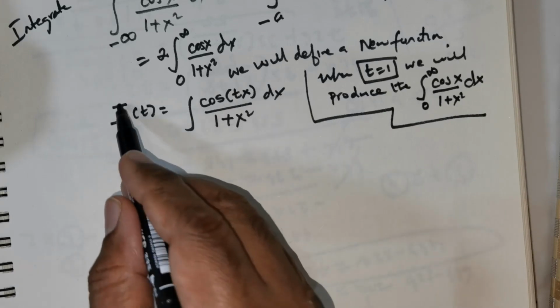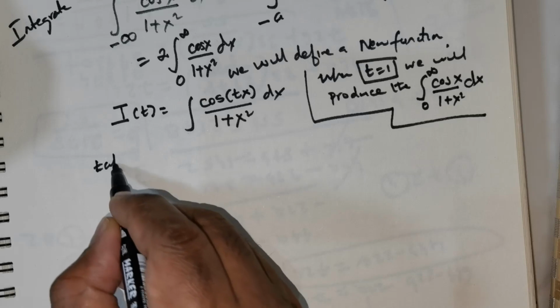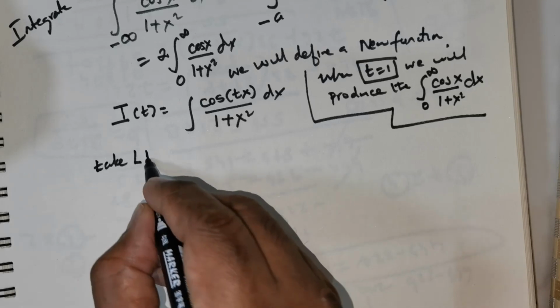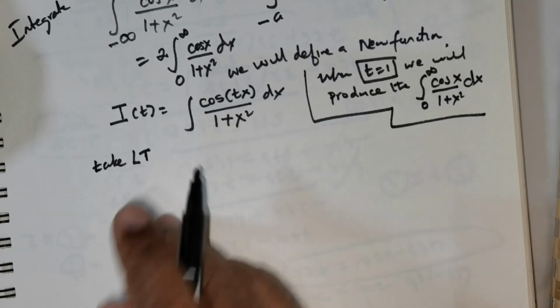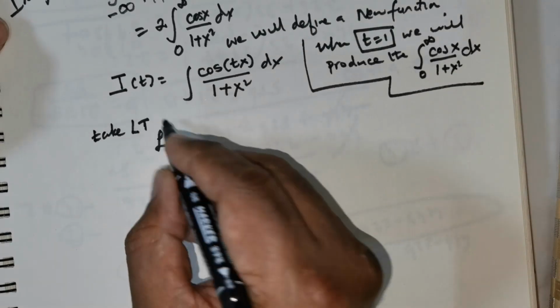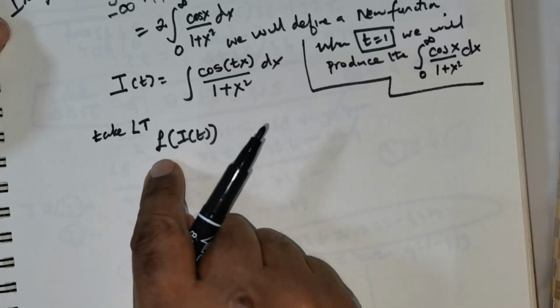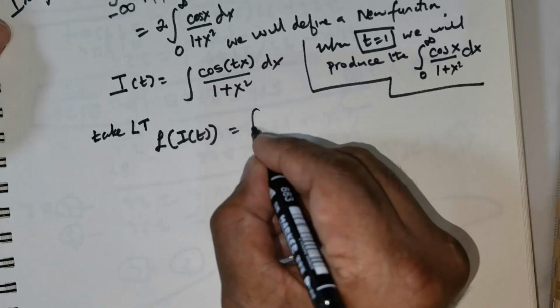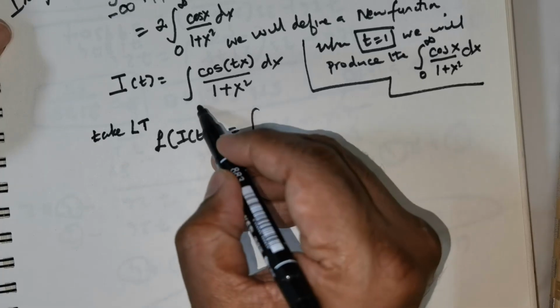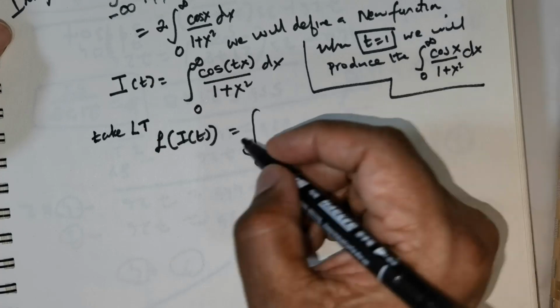Now on the left hand side we got the function I of t. So what I wish to do is take the Laplace transform, and that would give us L of I of t. Now what is the Laplace transform of the function? This is nothing but the integral, of course I need to place 0 to infinity here. That is how the function is defined.